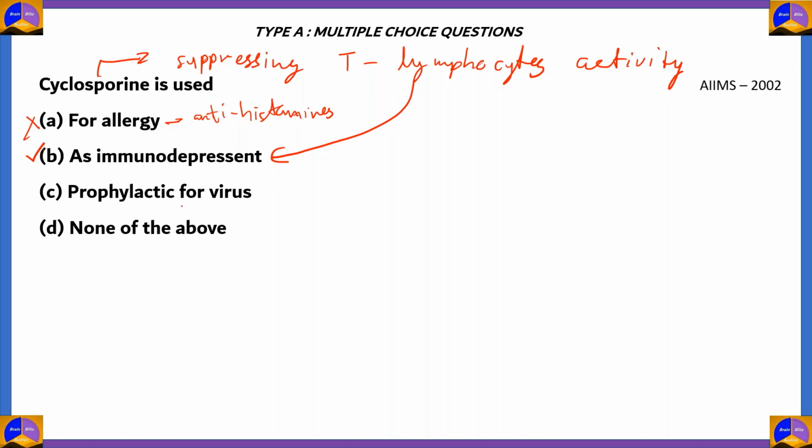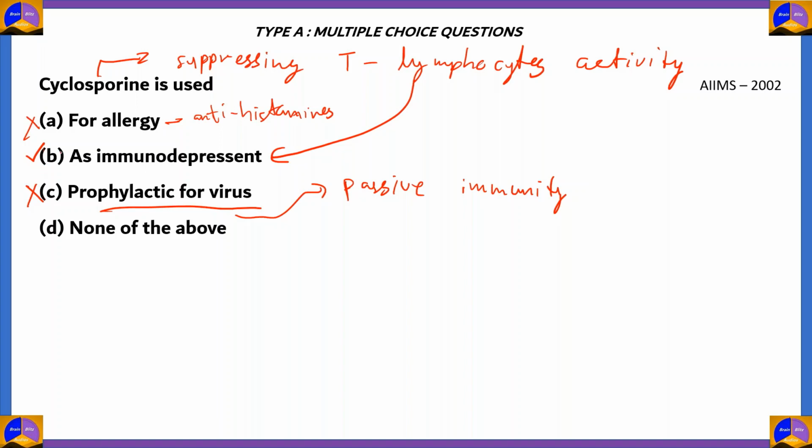So when something is prophylactic for viruses, it is used in passive immunity, such as vaccines for various viruses. No, vaccines are active immunity. Passive immunity is the serum directly from the infected person, which has the antibodies. So option C is also incorrect.